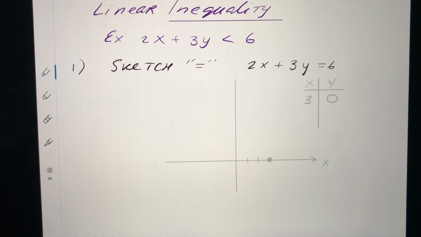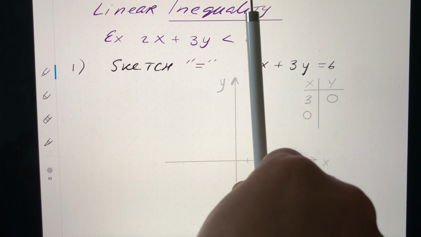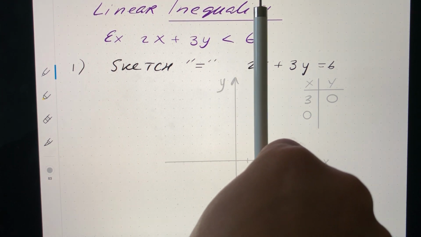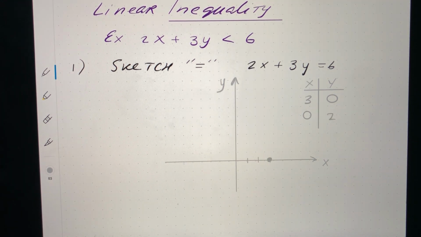The second intersect happens to be on the y-axis. To get any point on the y-axis, the x number must be 0. Well, if x is 0 here in our equation, then 2 times 0, of course, is 0, which makes 3y is 6. 3 times what is 6? The answer would be 2. So 0, 2 is our second point, somewhere here.